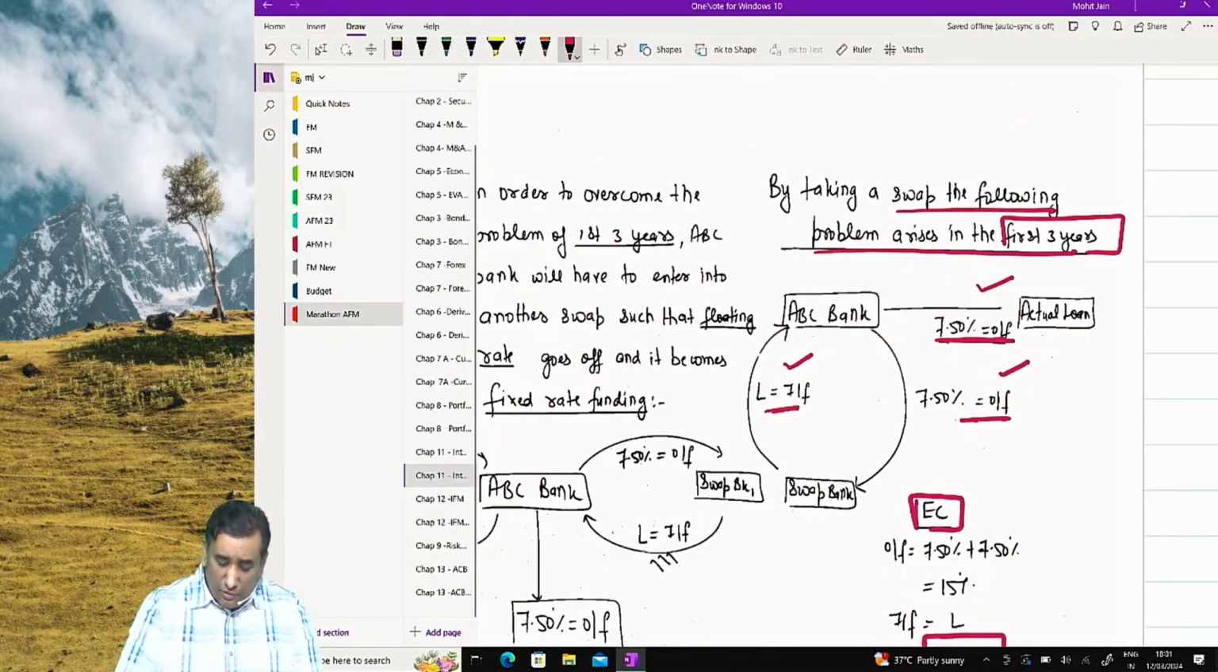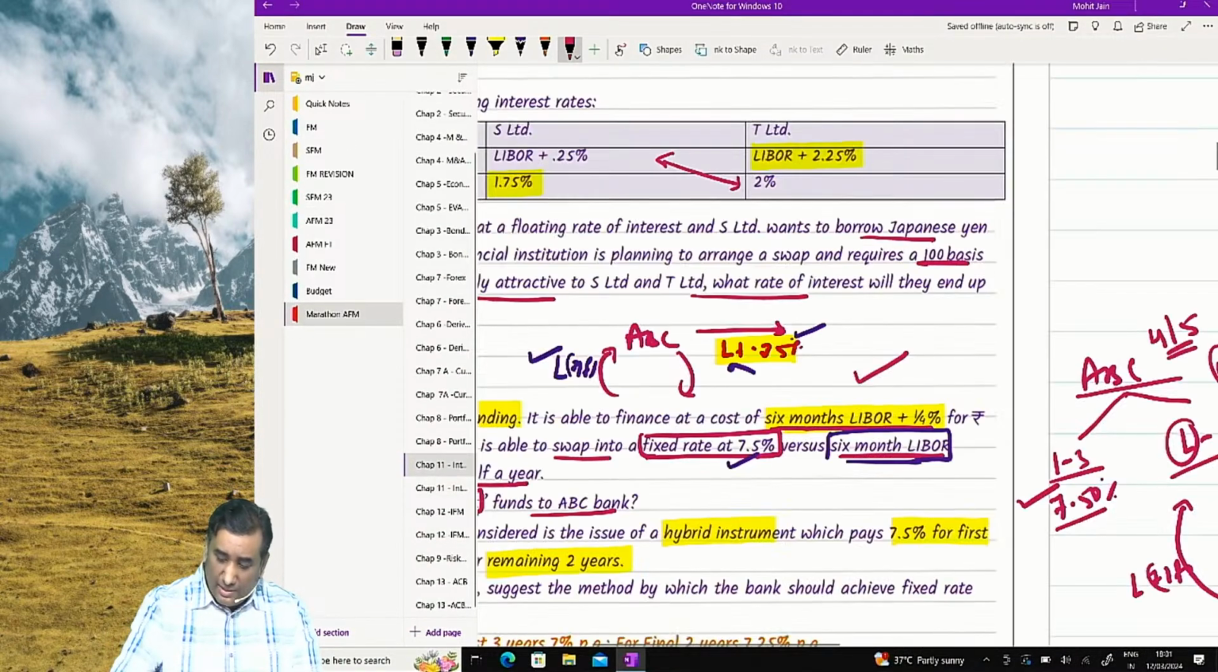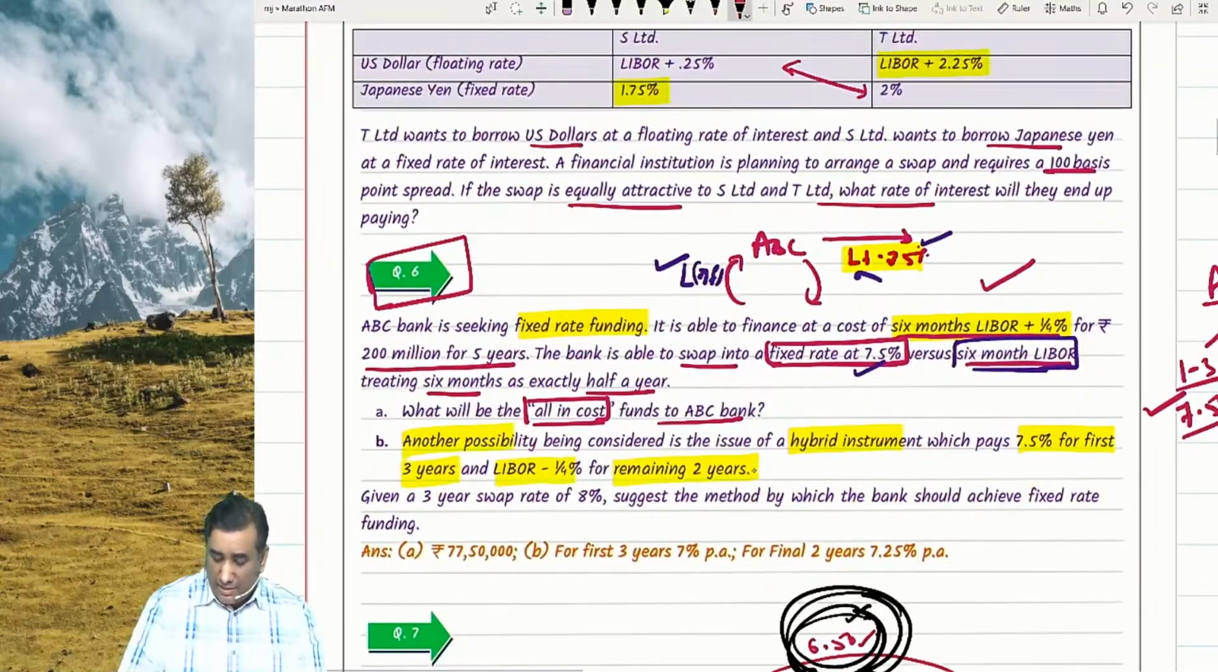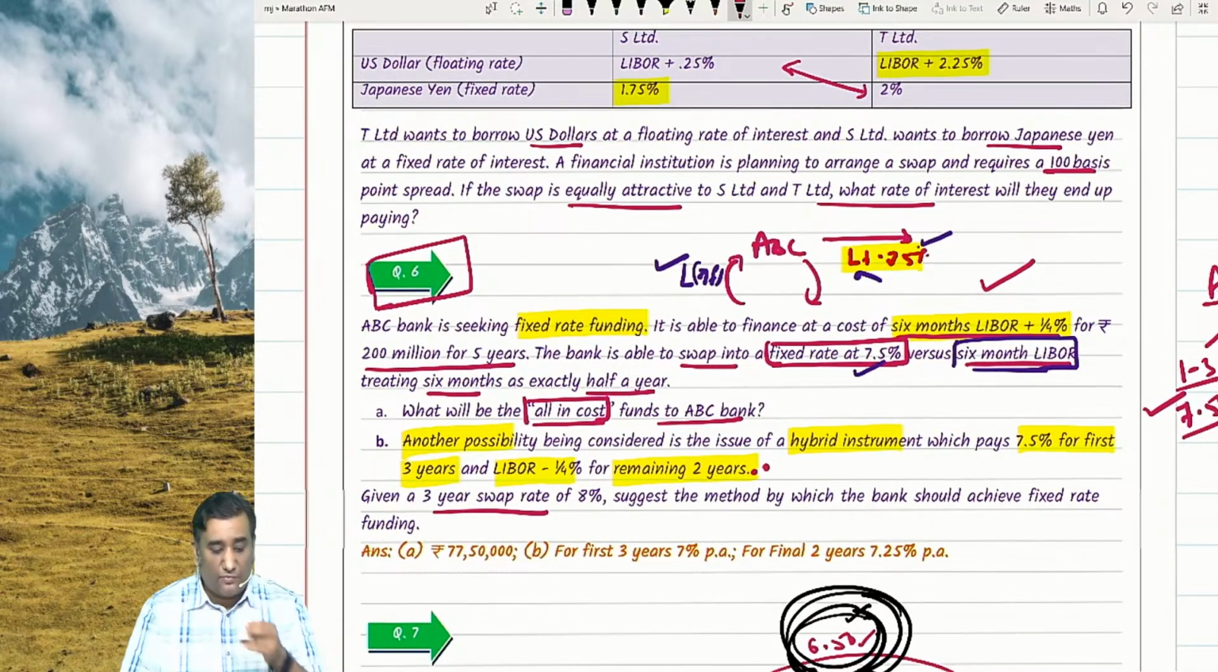The question was not beautifully framed. I am saying it again; next time the same will come, and that is why the feeling comes in. Then he says, we read till here, this full stop. I am reading: given a 3 year swap rate of 8%.